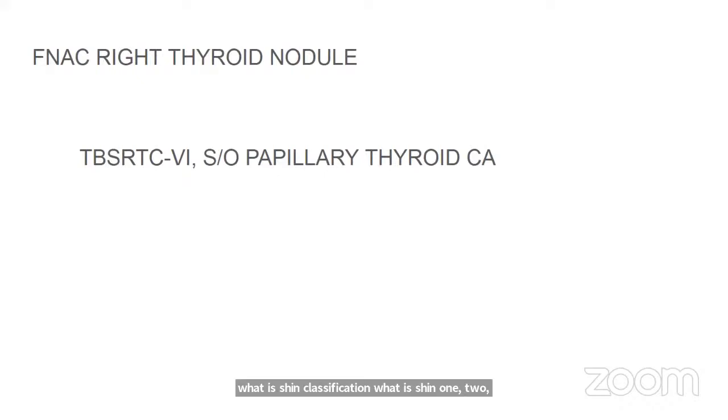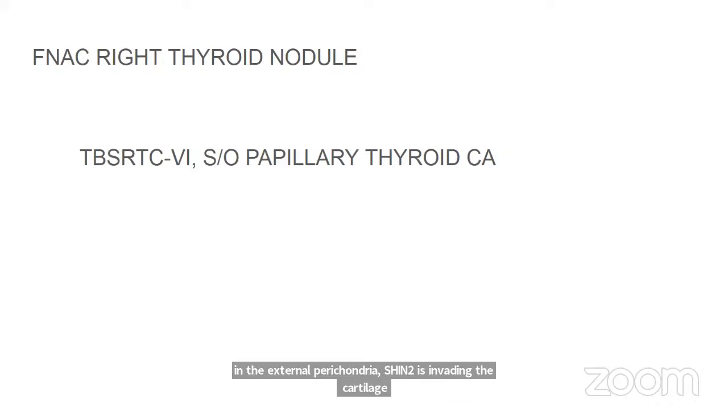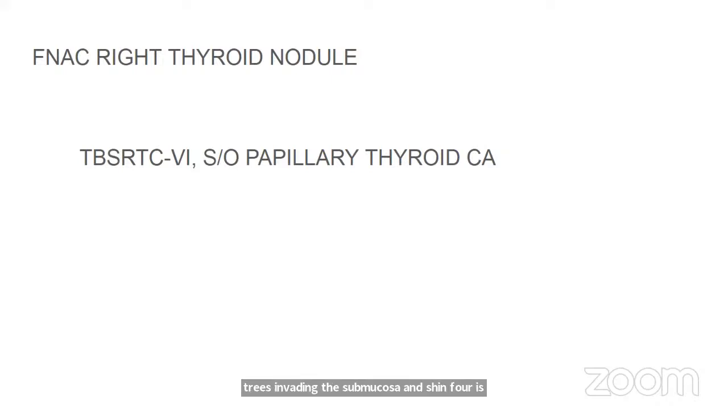Shin 1 is abutting the external perichondrium. Shin 2 is invading the cartilage. Shin 3 is invading the submucosa. And Shin 4 is invading the mucosa, causing an intraluminal mass or ulcer.